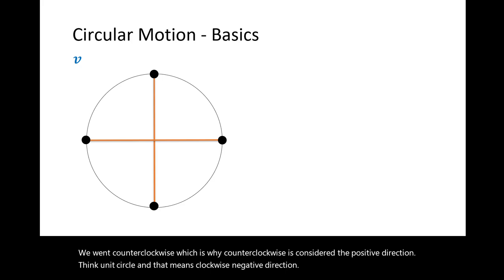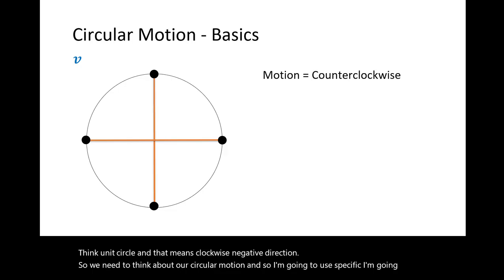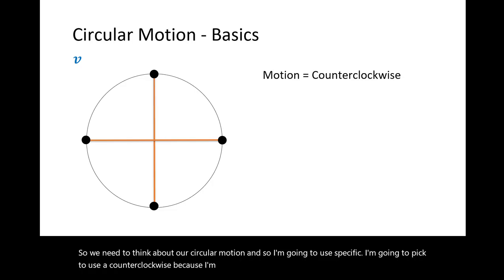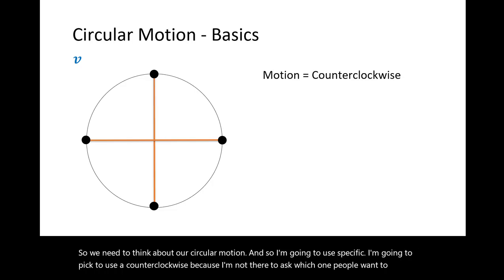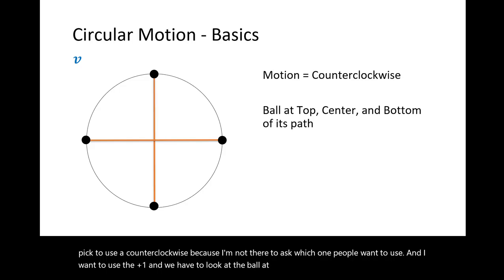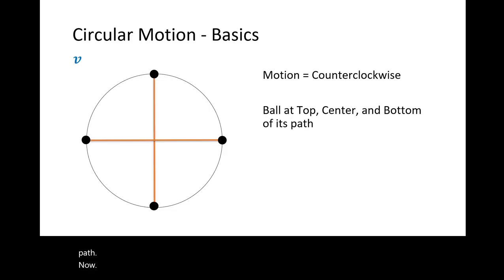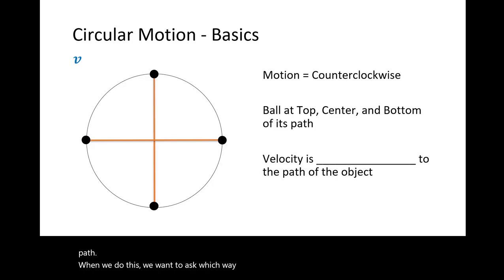So we need to think about our circular motion. And so I'm going to pick to use counterclockwise because I'm not there to ask which one people want to use, and I want to use the positive one. And we have to look at the ball at specific positions. I'm picking the top, the two center positions where they're at the far right and far left, and the absolute bottom of its path. Now, when we do this, we want to ask which way is the velocity going?